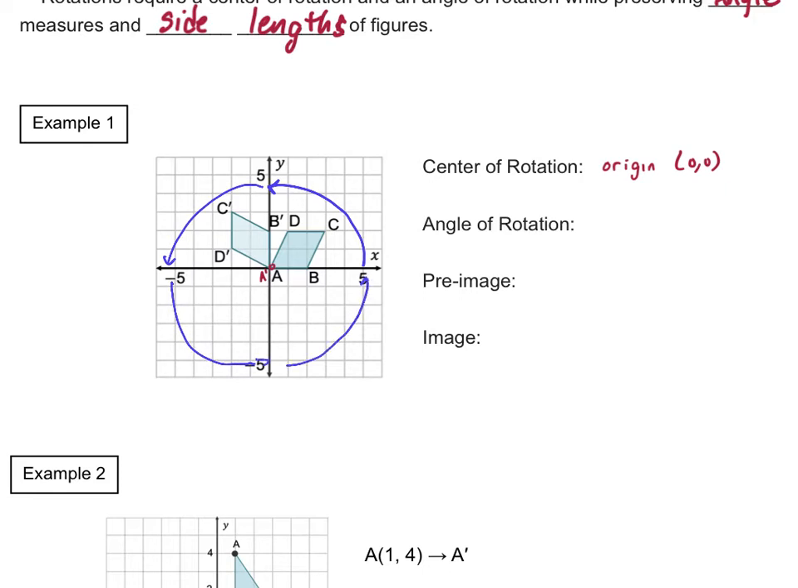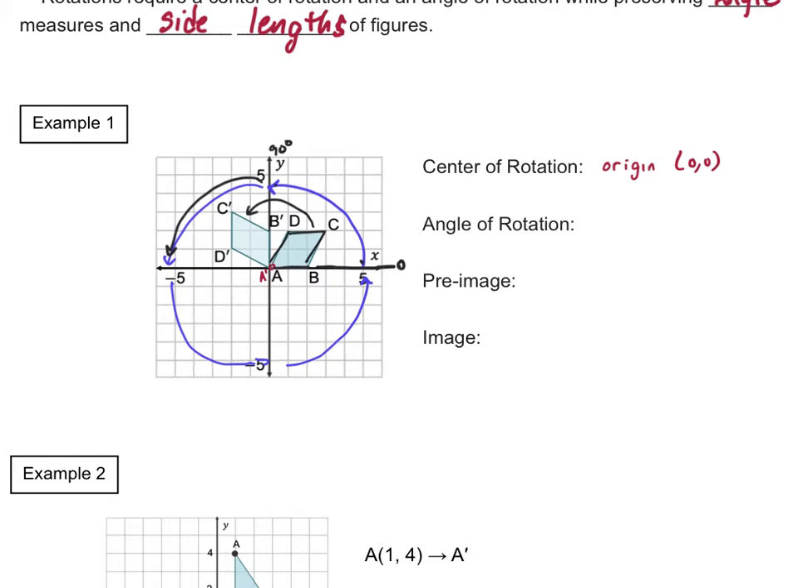So if I started at my pre-image and rotated this direction, that is going to be 90 degrees. And it is in a counterclockwise direction, so it is a positive 90 degrees to get from here to here. And as I go around, from this point right here, I would have traveled 90 degrees to here.